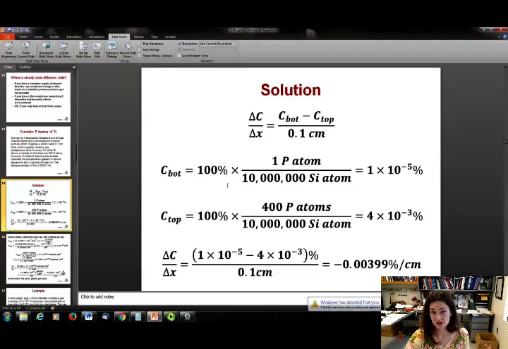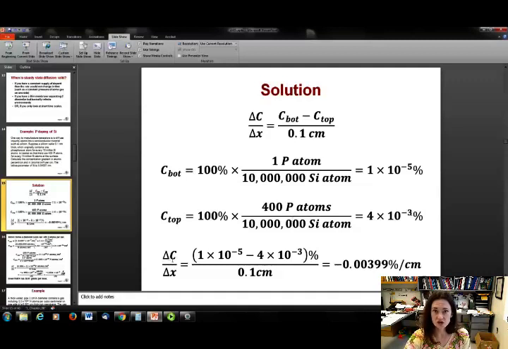The first asks for the units in terms of a percentage, so we'll calculate the fraction and then multiply that times 100% to get the concentrations, and then we'll divide that by the thickness. Okay, so here we go. C for the bottom is going to be 100% times 1 phosphorus atom over 10 million silicon atoms, and that gives you 1 times 10 to the minus 5%. And then for the top, you're going to have 400 phosphorus atoms divided by 10 million silicon atoms times 100%, and that gives you 4 times 10 to the minus 3%.